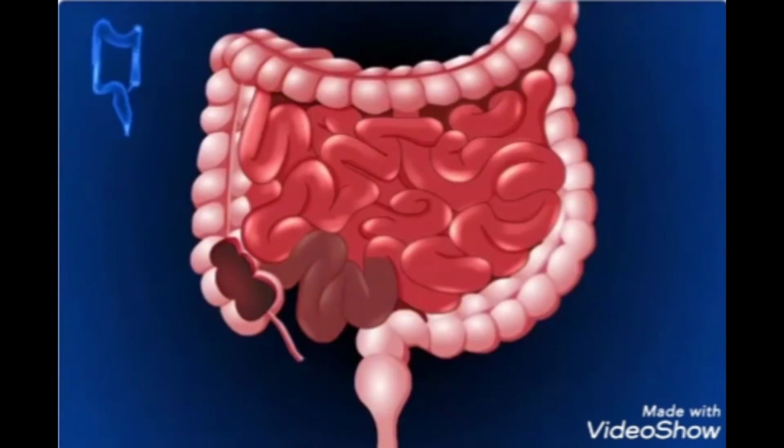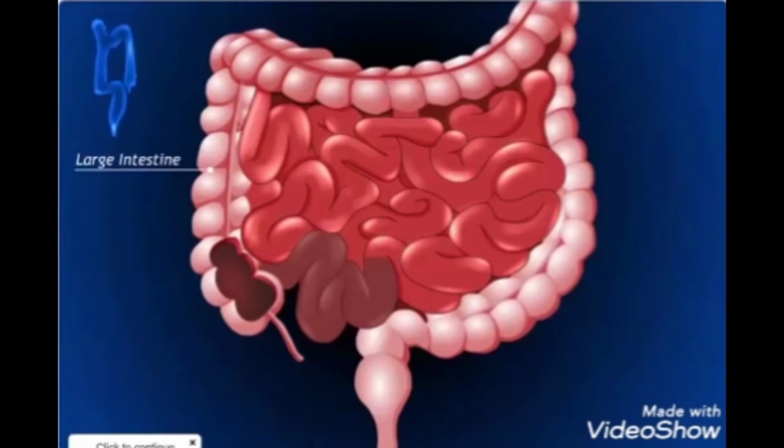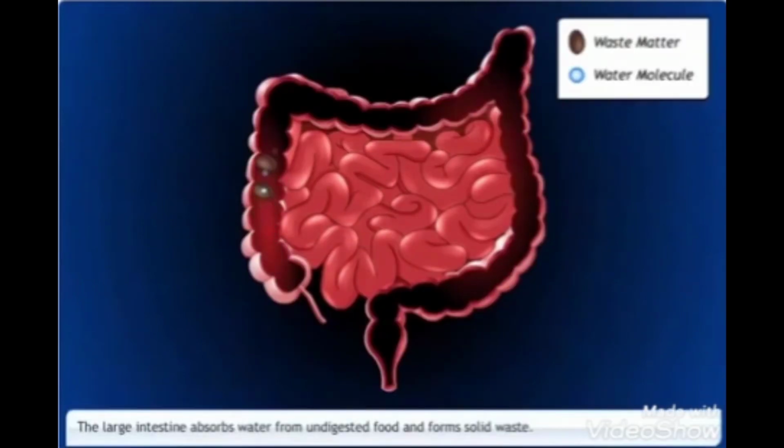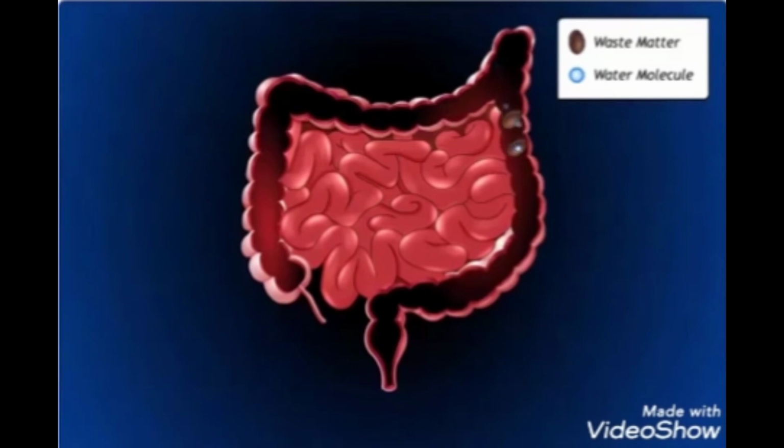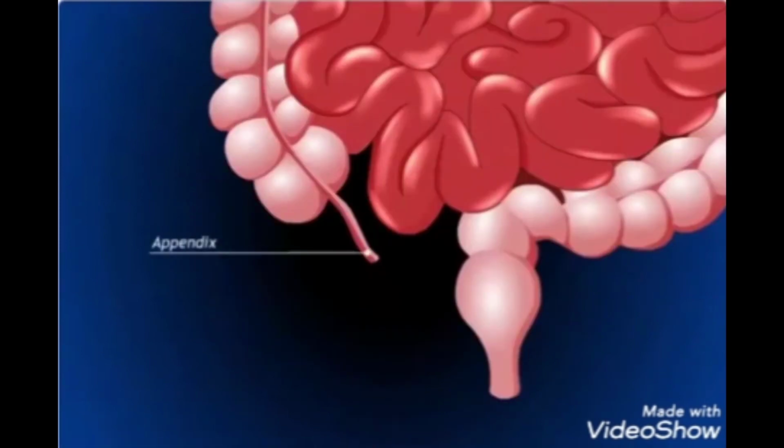The undigested food and water then move into the large intestine. The inner lining in the colon has villi that absorb any water from solid waste. This solid waste is collected in the lower part of the large intestine called the rectum. The appendix is a small, hollow, finger-like pouch which hangs at the end of the cecum.